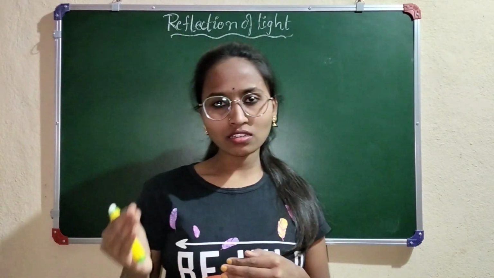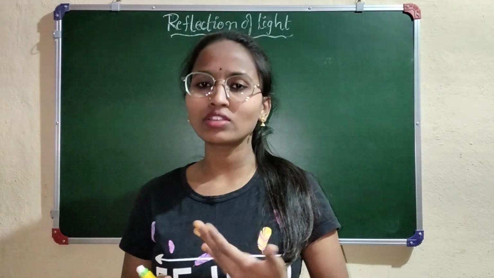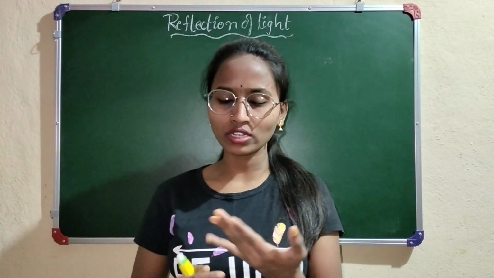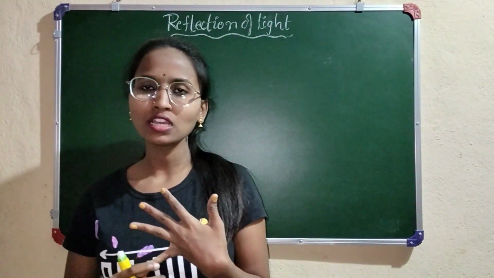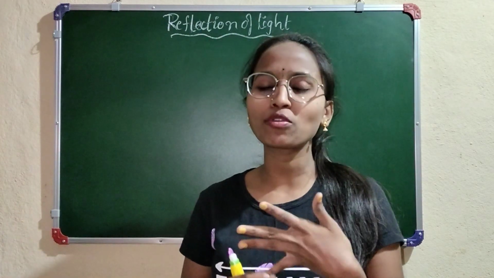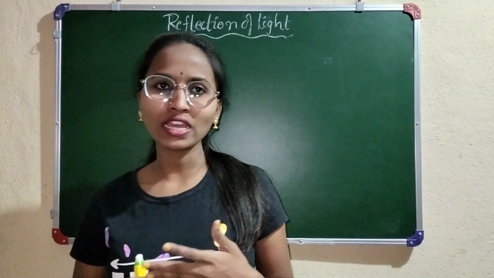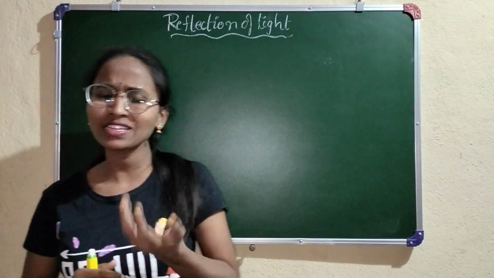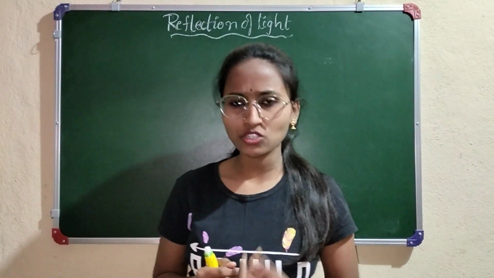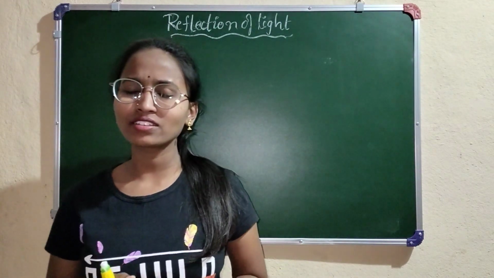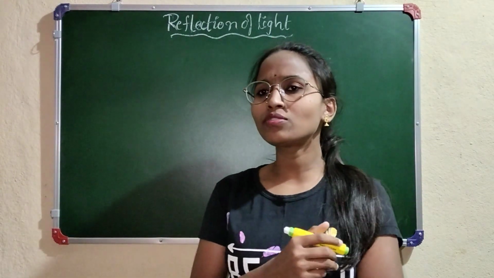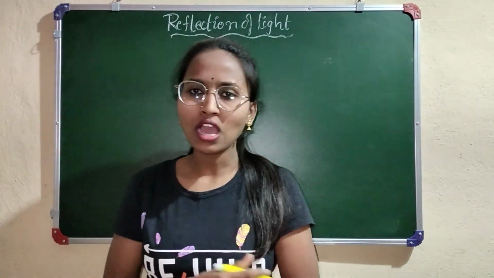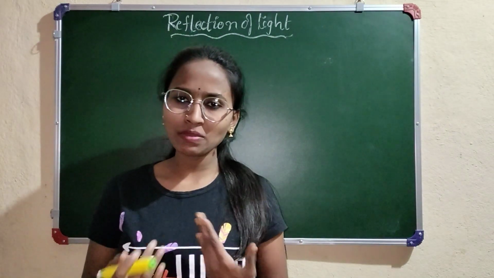In plane surfaces, how can light travel? I have already explained this. Reflection is a property of light. Light can behave in different ways, for example reflection, refraction, dispersion, diffraction, scattering, and many more. Among those, the basic one is reflection, how light is reflected in a spherical mirror and a plane mirror.